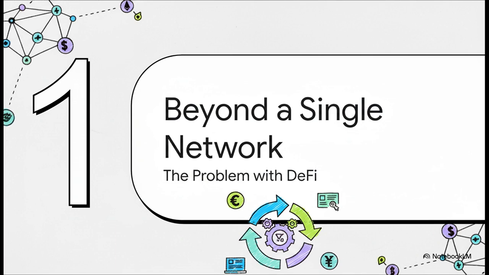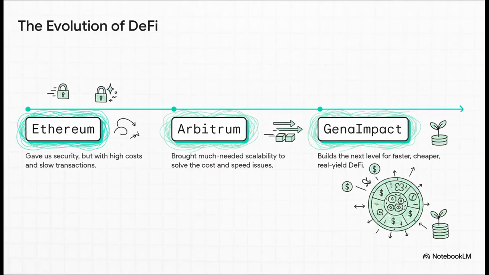Let's talk about the big problem with DeFi as it stands today. So, DeFi didn't just appear overnight, right? It's evolved in stages. You had Ethereum, the L1, which gave us that rock-solid security, but man, those fees were high. Then came Layer 2s, like Arbitrum, which were a huge deal because they brought scalability. So what's the next logical step? Well, it's all about specialization and efficiency, which is exactly where GenaImpact L3 comes in.